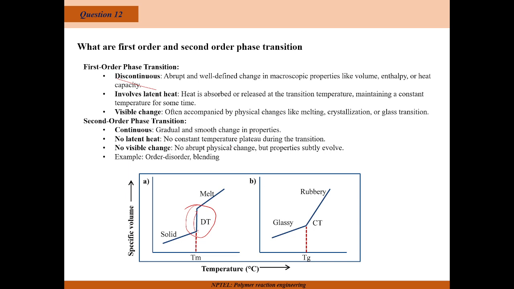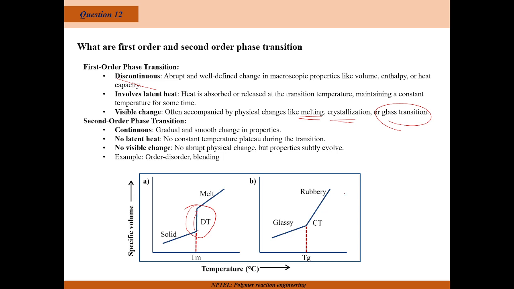Also, as I said, the visible changes, like melting, crystallization, or glass transition, everything comes under first order phase transition. In the second order phase transition, it is actually continuous, so there is a gradual change. Here it's an abrupt change; in second order there's a gradual change. So here it is moving from glassy to rubbery state, from the point Tg, so there is a phase transition happening.